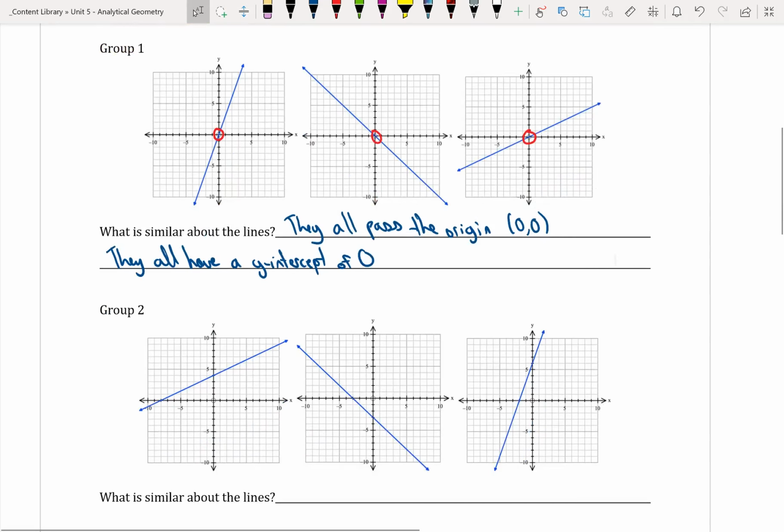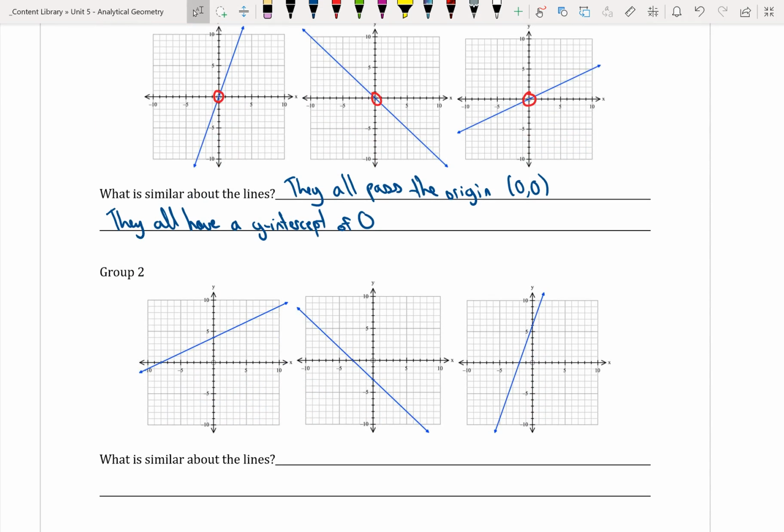If I look at group 2, again, I'm looking for what's similar between all three of these graphs. If I look at the slopes, again, it's not the slopes. Some are positive, some are negative. Some are steeper than others, so it can't be that. They don't all pass through the origin. However, what is unique is the fact that they don't pass through the origin. They all cross the y-axis somewhere else, or somewhere different.